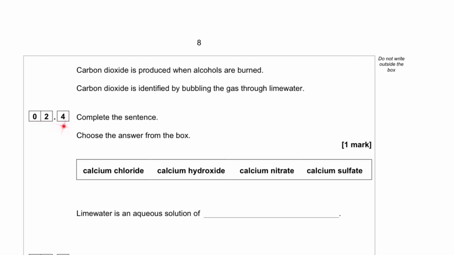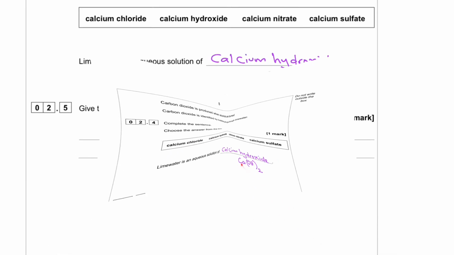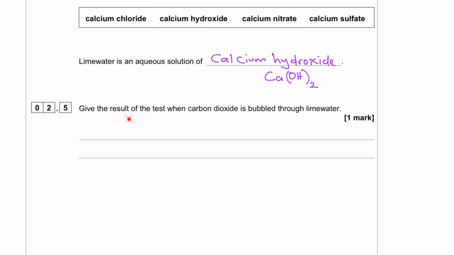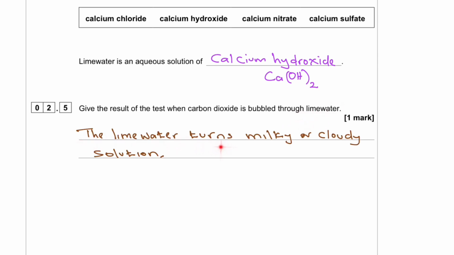Question 2.4. Carbon dioxide is produced when alcohols are burned. Carbon dioxide is identified by bubbling the gas through lime water. Complete the sentence. Choose the answer from the box. Lime water is an aqueous solution of calcium hydroxide, and this is the formula for calcium hydroxide. Question 2.5. Give the result of the test when carbon dioxide is bubbled through lime water. The lime water will turn milky or cloudy.